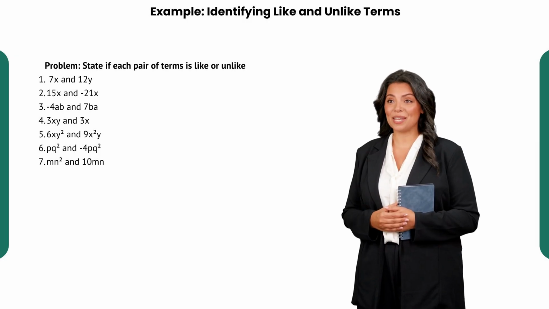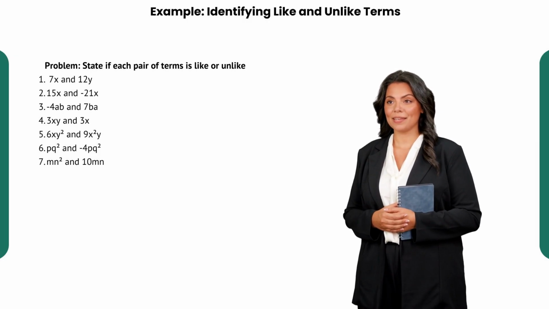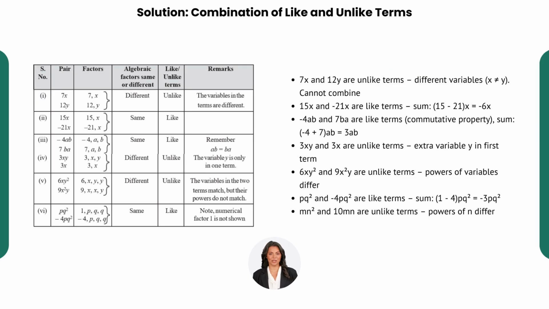Pause and try it yourself. Confident? Great. Let's verify together. Let's now verify your answers. Reviewing each pair, pair 1 has different variables, so they are unlike and cannot be combined. For pair 2, since both are x, add their coefficients. 15 plus negative 21 equals negative 6. Thus, the combined term is negative 6x.